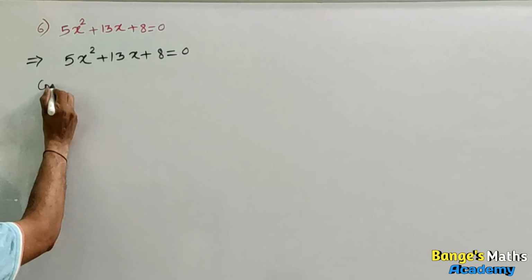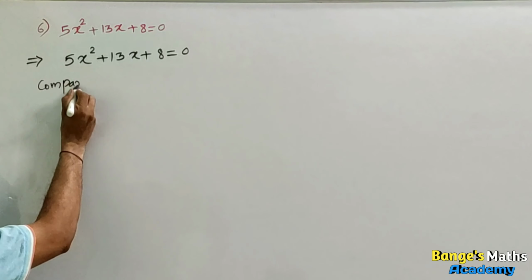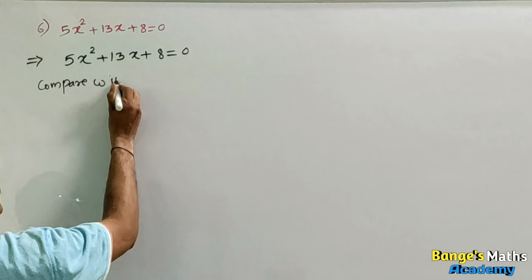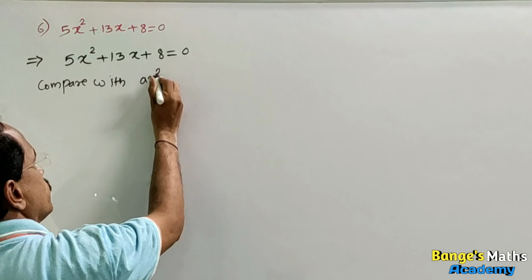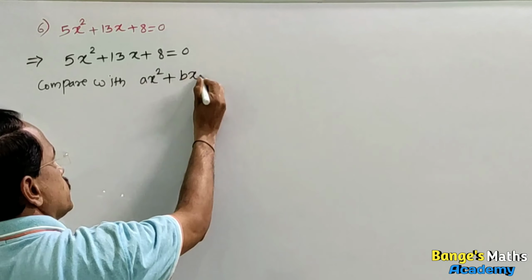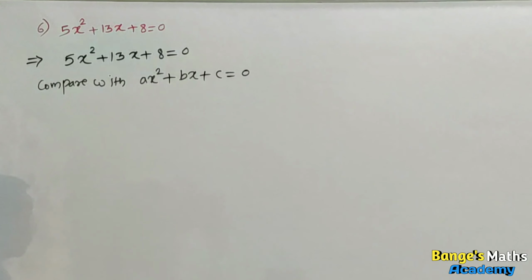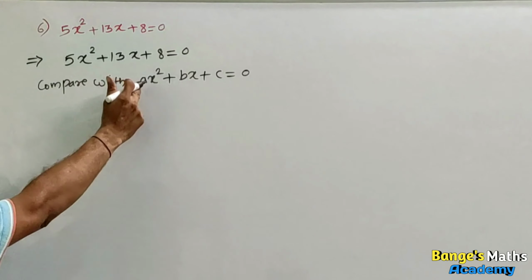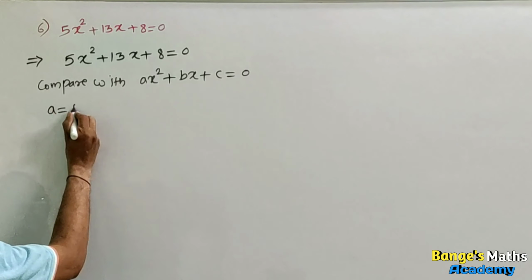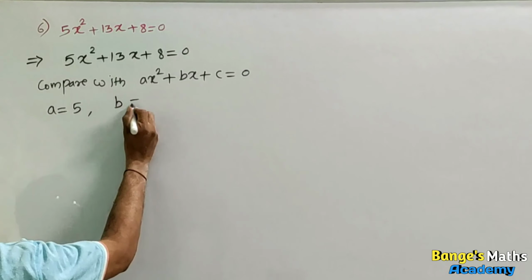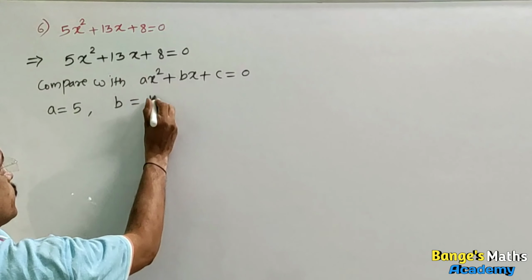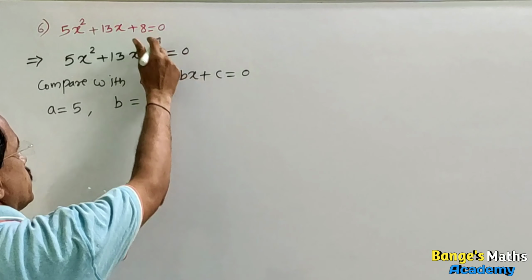Compare the given equation with the general form ax square plus bx plus c is equal to 0. Then find the values of a, b and c. Value of a is 5, value of b is 13, value of c is 8.